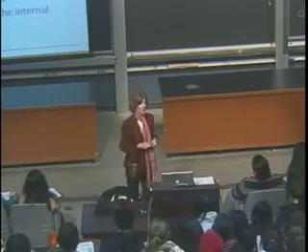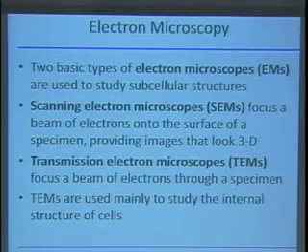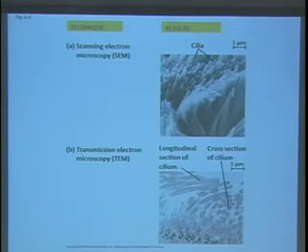And then the other type of microscopy is transmission electron microscopy. And these are microscopes that focus a beam of electrons through a specimen. And so these are what we use typically to study the internal structure of cells and really look inside of cells. And so a lot of the images that you'll see in the book are using transmission electron microscopy. And these are just a couple of pictures. This is actually right out of your book.